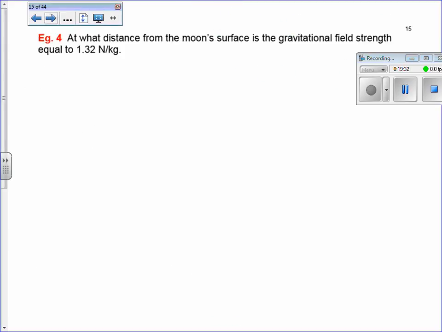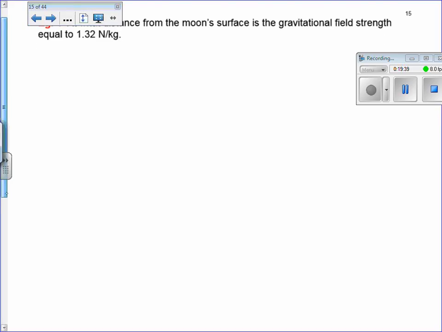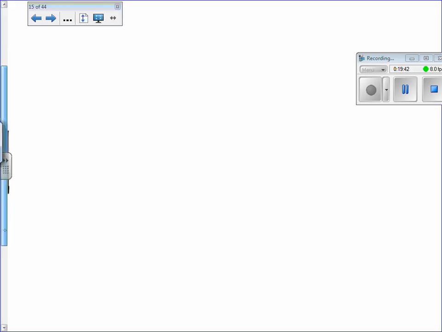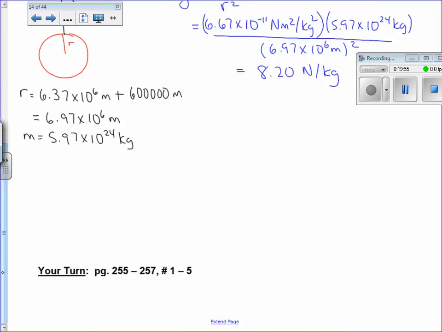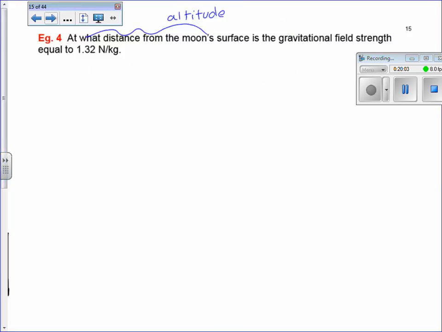So the last example is, at what distance from the moon's surface is the gravitational field strength equal to 1.32 Newtons per kilogram? Okay, so we want to know what distance from the moon's surface. This is altitude, which is the same thing. We go back here, this in here is altitude. It's the distance above the surface of the planet. So we want to find altitude. We want gravitational field strength equal to 1.32 Newtons per kilogram.